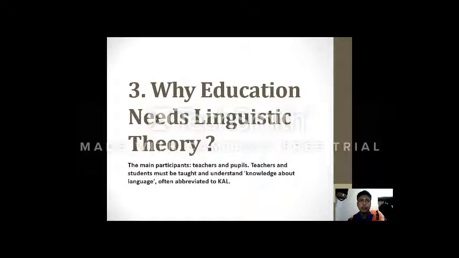Okay. Next is why education needs linguistic theory. The main participants are teachers and pupils. Teachers and students must be taught and understand knowledge about language, often abbreviated to KAL. They have to understand explicitly how language works, and KAL must be started appropriately because the mother tongue is what students already know.